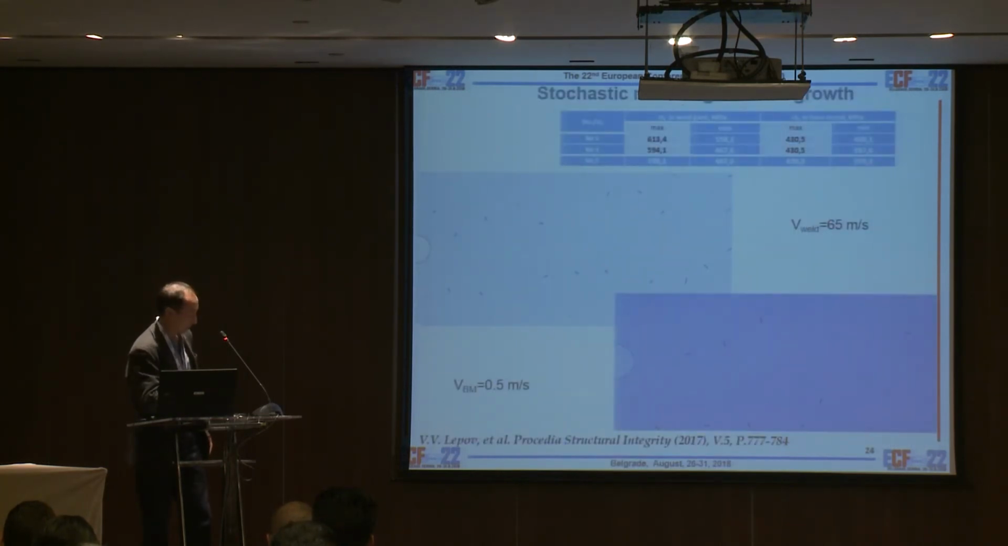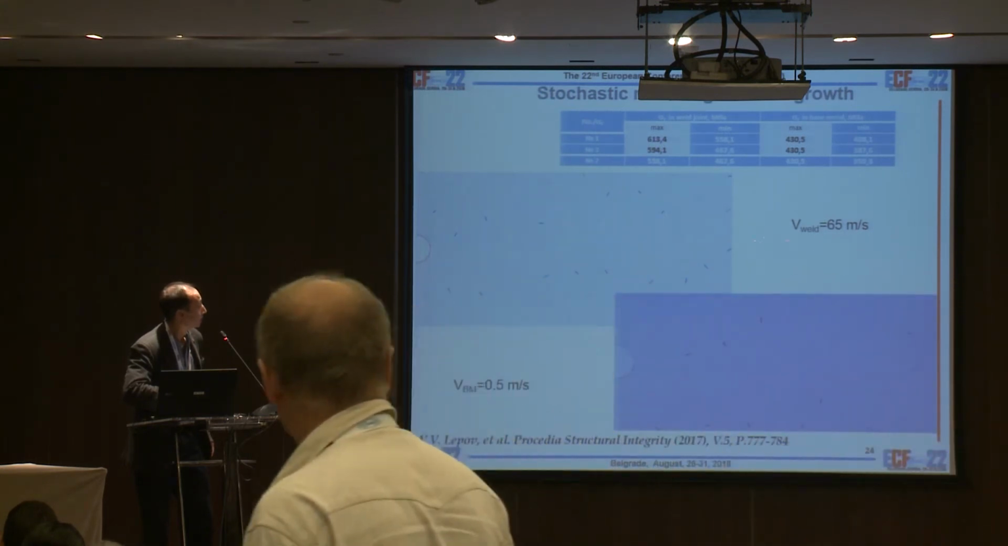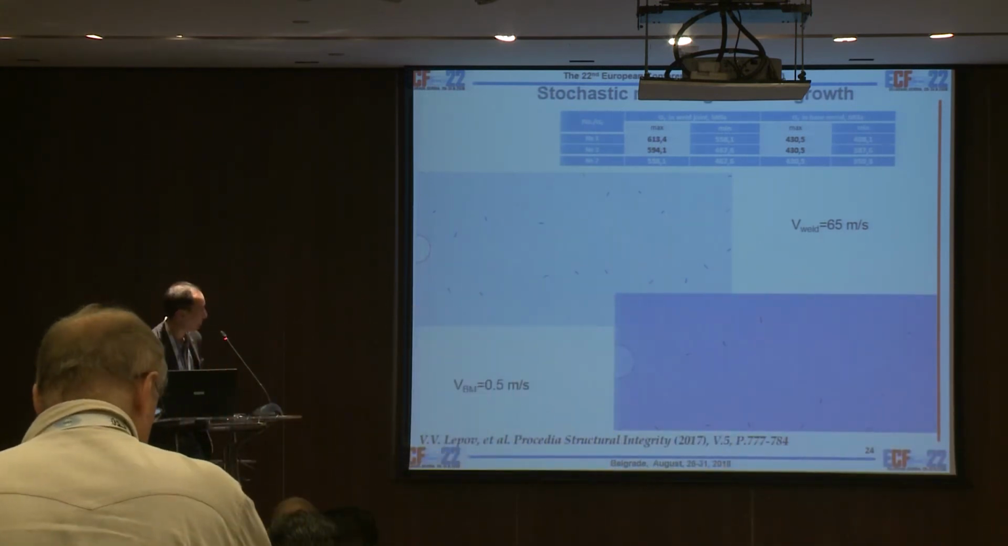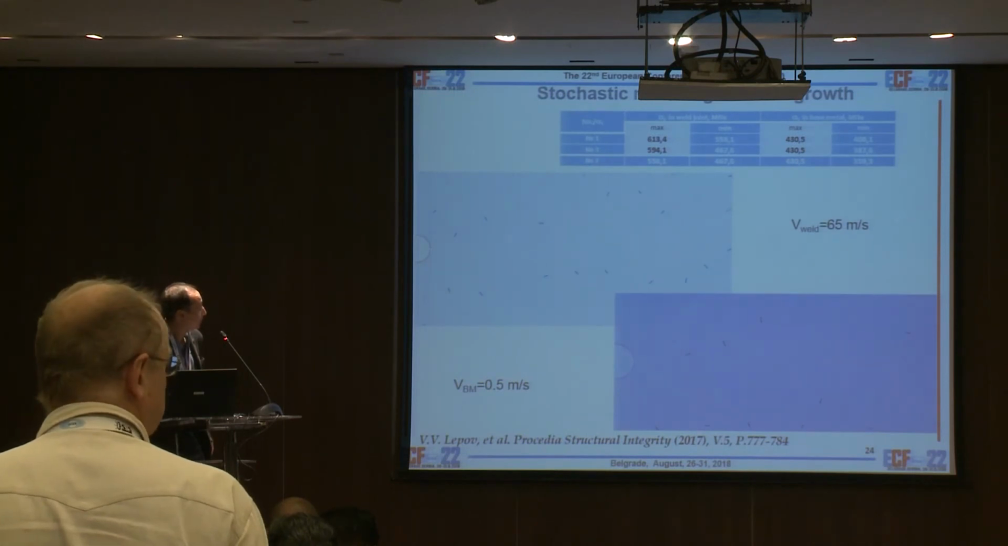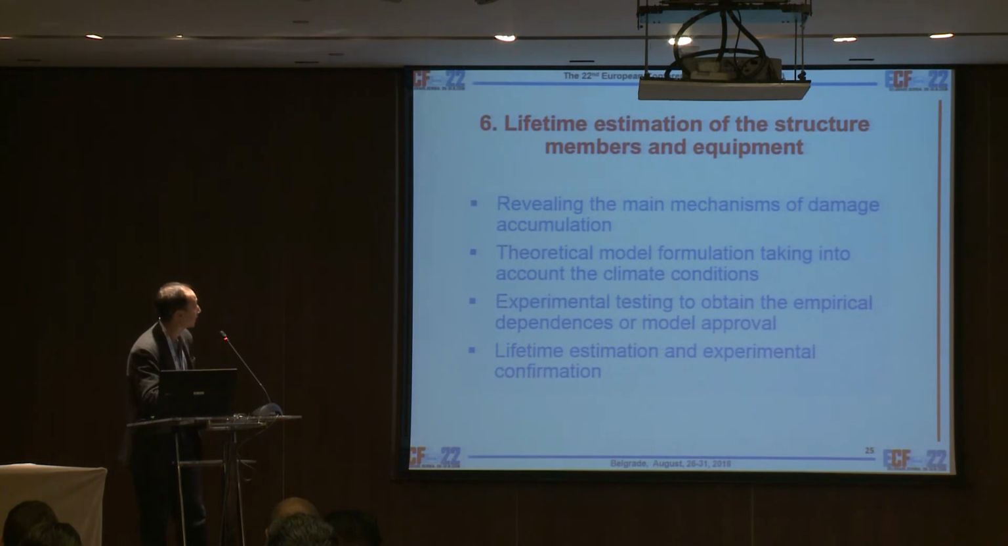Yes, of course, we use stochastic modeling, and the result of stochastic modeling in the weld and the base metal is quite different. It is about 100 times higher velocity of crack in the weld joint. So it's quite different from other results.